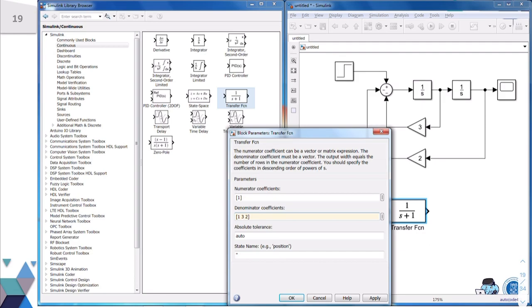Have a look. As you double click on the transfer function, there will be a pop-up menu allowing us to edit the parameters of the transfer function. The parameters you have to adjust are the numerator, and this one is the denominator, 1 3 2. So 1 means that the numerator is 1, and 1 3 2 represents the coefficients, which means that this is s square plus 3s plus 2. So 1, 3 and 2 are the coefficients of the polynomial.